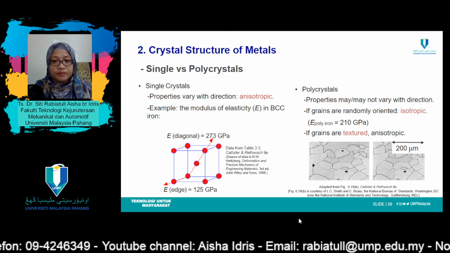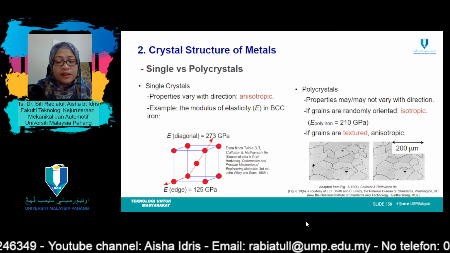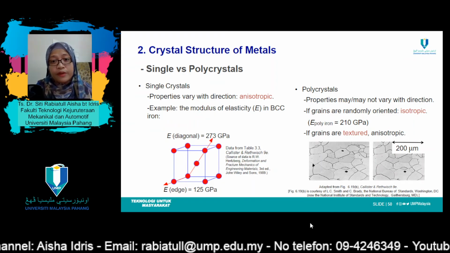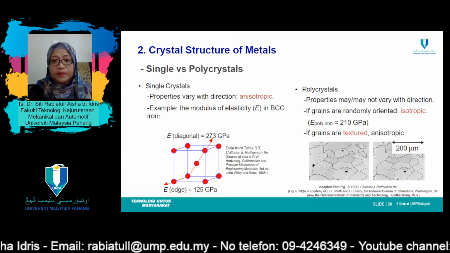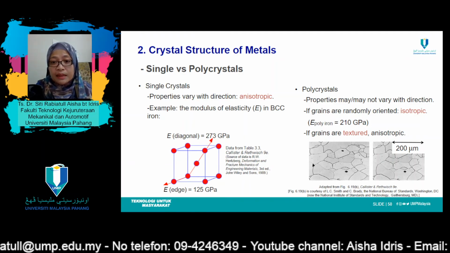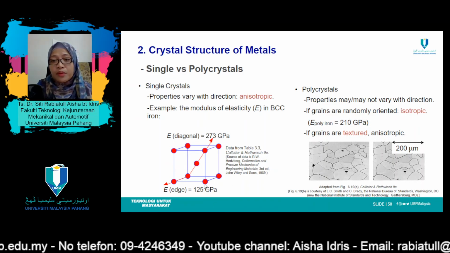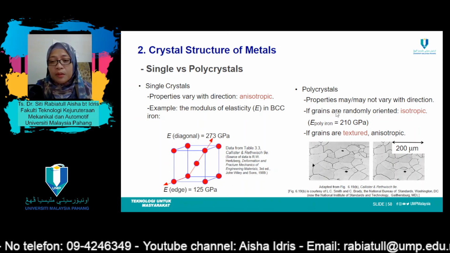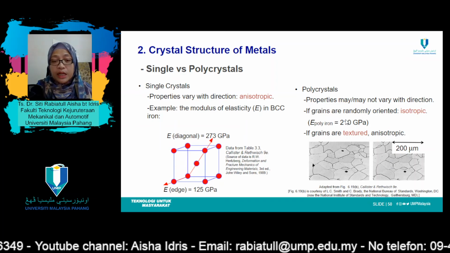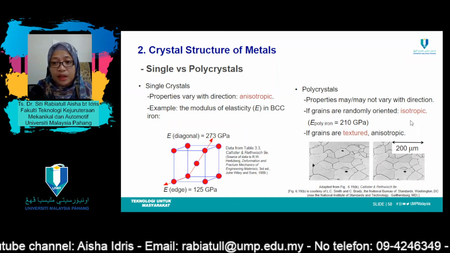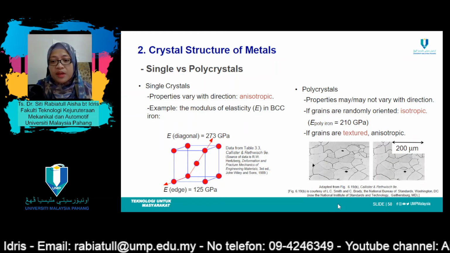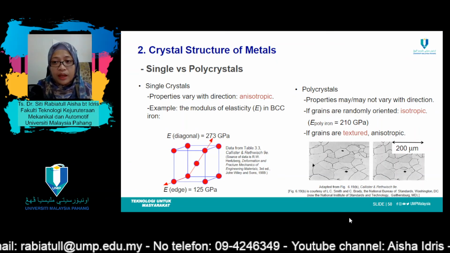Now, crystal structure can also be single crystal, polycrystal, or polymorphism. For single crystal, properties vary with direction, which is called anisotropic, for example like BCC. Meanwhile, for polycrystals, properties may or may not vary with direction. If the grains are randomly oriented, it is called isotropic. And if the grains are textured, it is known as anisotropic. This figure shows the difference between isotropic and anisotropic.